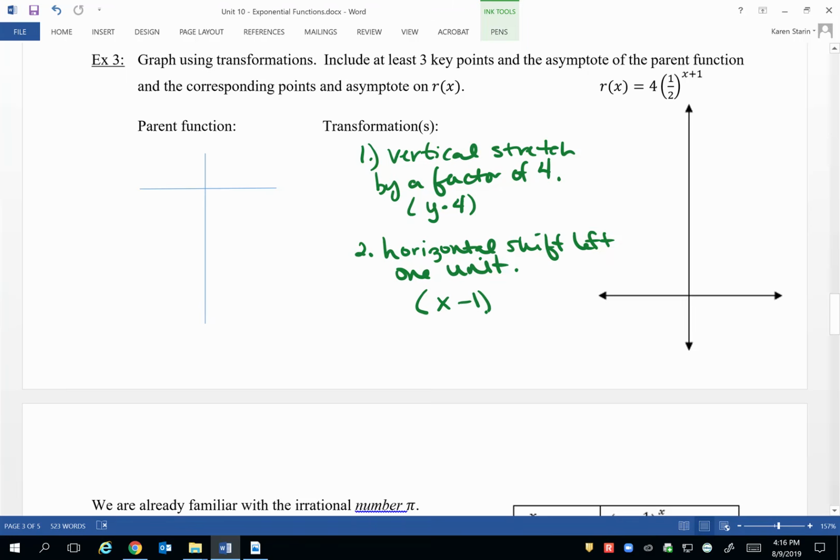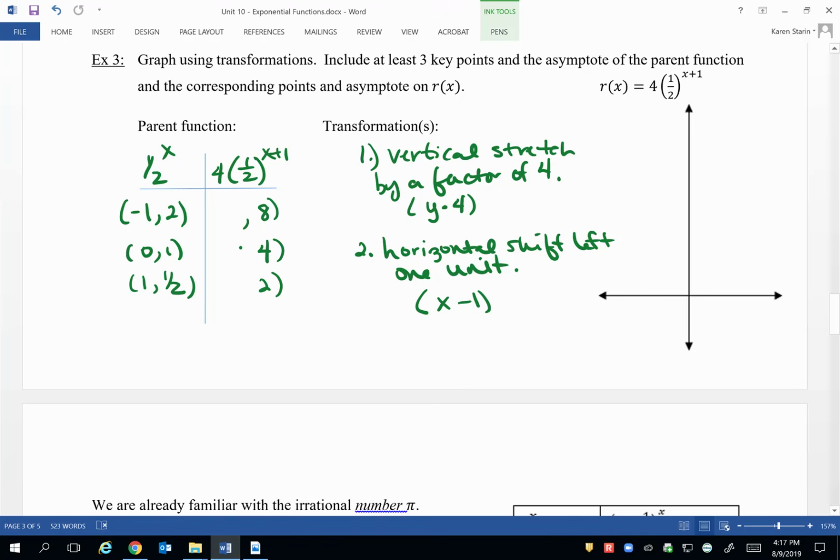So our parent function, once again, will be 1/2 to the x power. And then r of x is 4 times the base 1/2 to the x plus 1. And we'll take our key points, which we've already done once, -1, 2, 0, 1, and then 1, 1/2, and to the y values we'll multiply by 4. So I'll do those first. 2 times 4 is 8, 1 times 4 is 4, and 1/2 times 4 is 2.